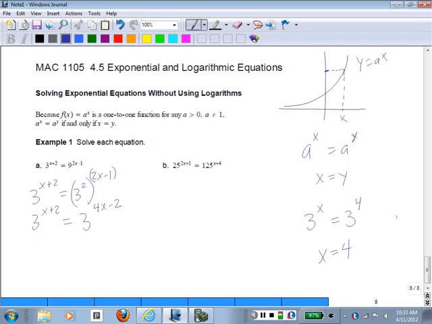And then, if 3 to this power equals 3 to that power, the only way that can be true is if the powers have the same value. X plus 2 must equal 4x minus 2 in order for this to be true.